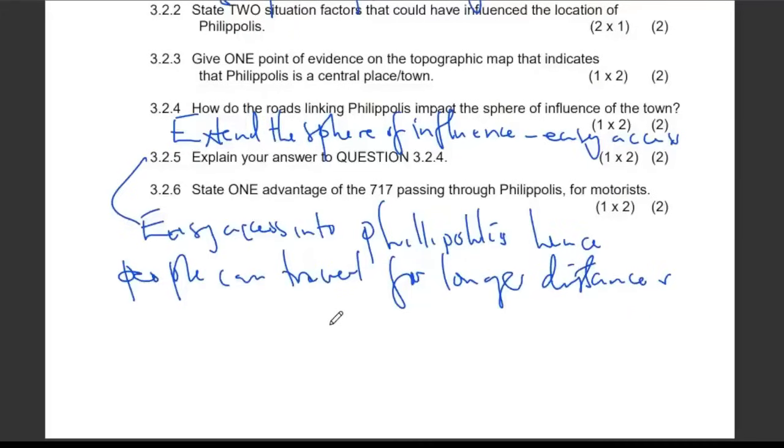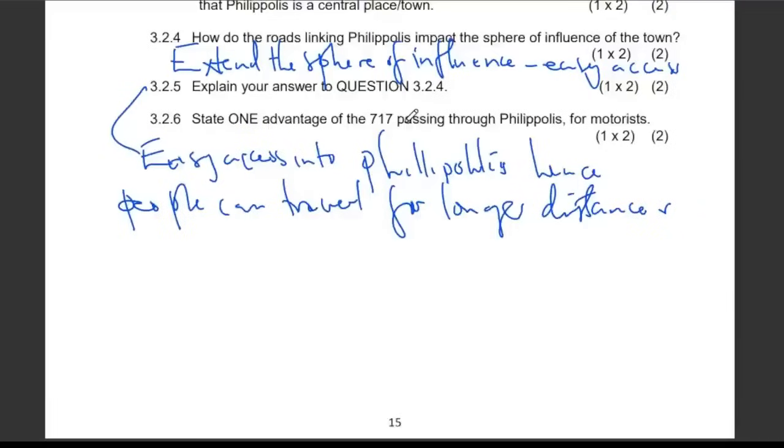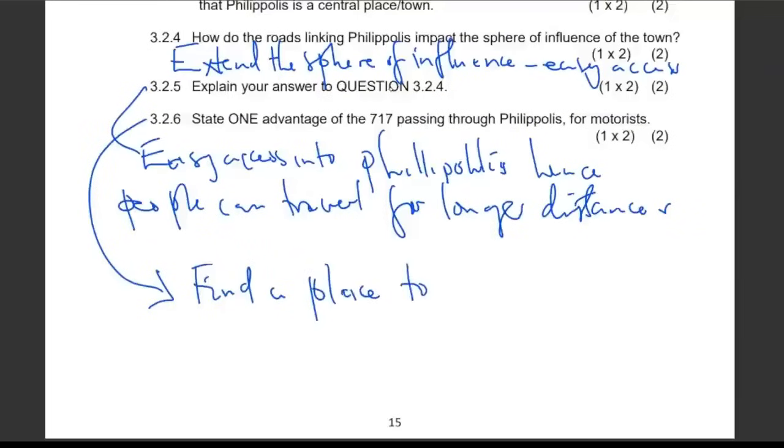State one advantage of the 717 passing through Philippolis for motorists. What is the advantage for motorists for the 717 passing through Philippolis? Right. The advantage for Philippolis is that the motorists can find a place to rest. For example, they've traveled over a longer distance. They want a place to rest. They can easily rest because the road is passing through Philippolis.